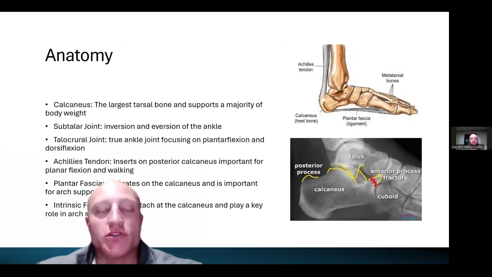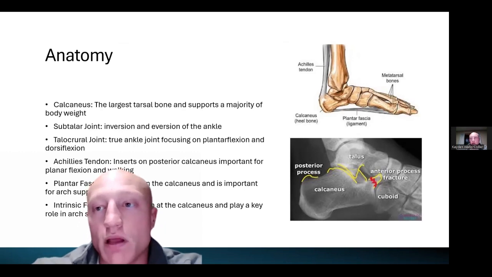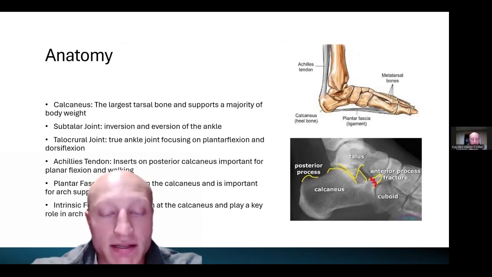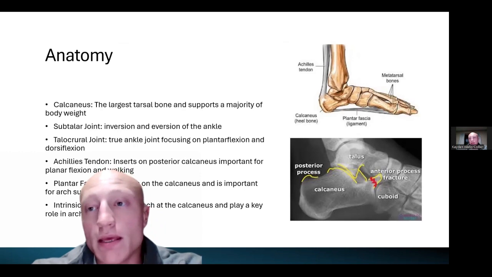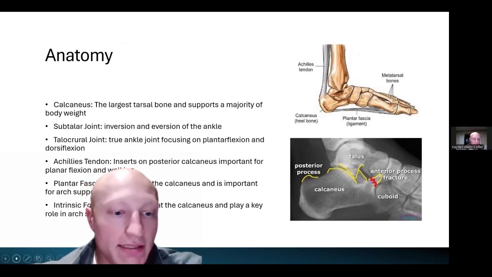So the plantar fascia, which originates on the calcaneus, is very important for arch support, as well as many other foot intrinsic muscles that attach to the calcaneus and play a key role, again, in supporting that arch. So perfect. Let's move on.